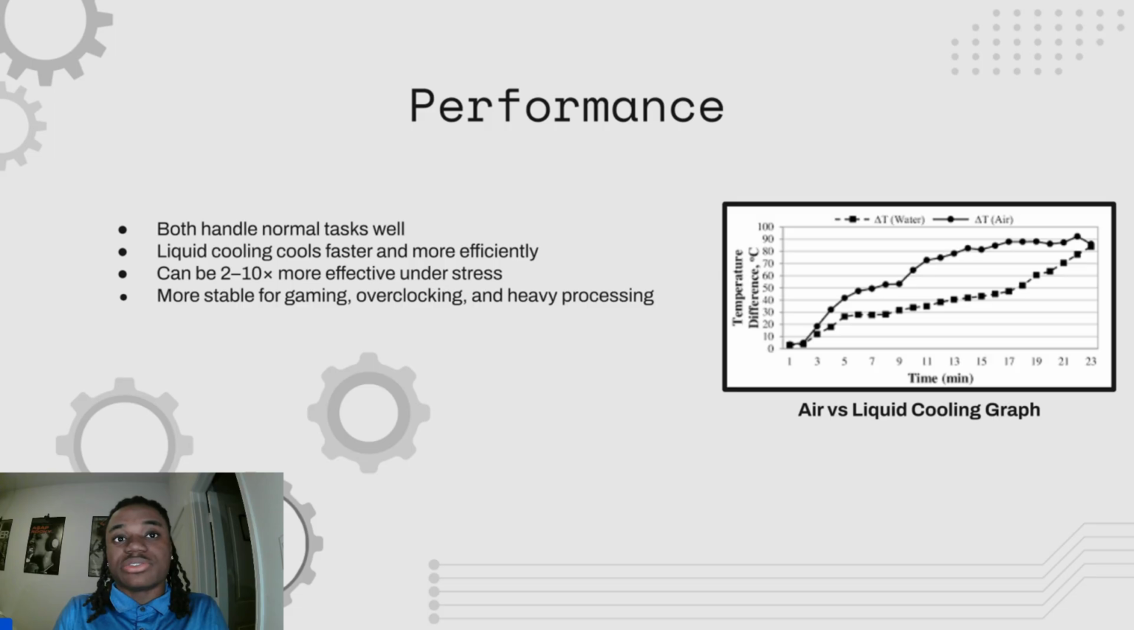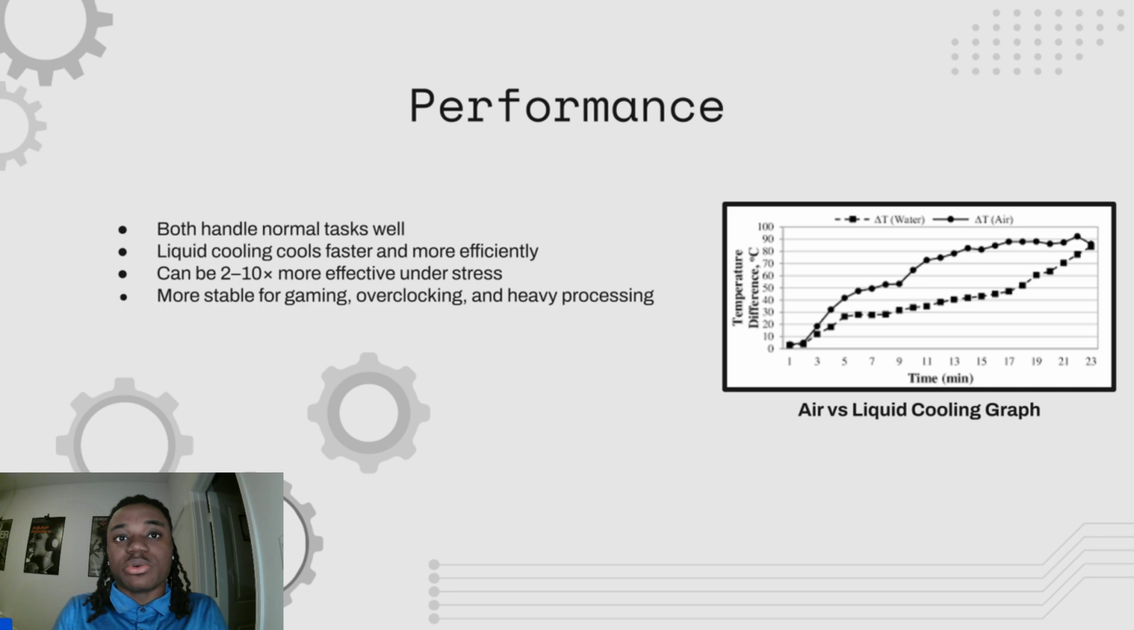This graph illustrates exactly why. The line representing air cooling rises sharply over time, showing how quickly temperatures climb during sustained workloads. In contrast, the liquid cooling line increases much more slowly, staying significantly lower throughout the entire test. This shows how efficiently liquid cooling absorbs and transfers heat before it can build up inside the system.